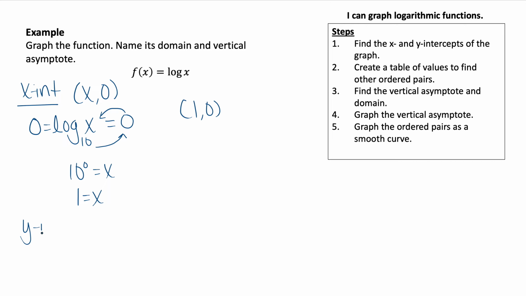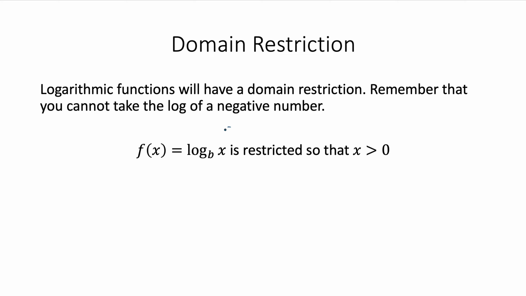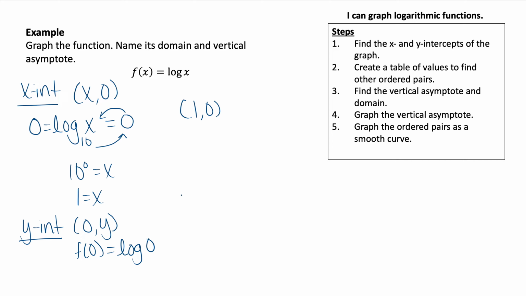Now let's figure out the y-intercept. Remember, the y-intercept is going to occur where x equals 0. So it has the form (0, y). If I plug in x equals 0 to this function, I have f of 0 equals the log of 0. Well, we can't take the log of 0. If you try this on your calculator, you'll notice that it gives you an error message. And remember, we were restricting this function so that x is bigger than 0, not equal to 0. So it does not actually have a y-intercept, since we can't solve this.